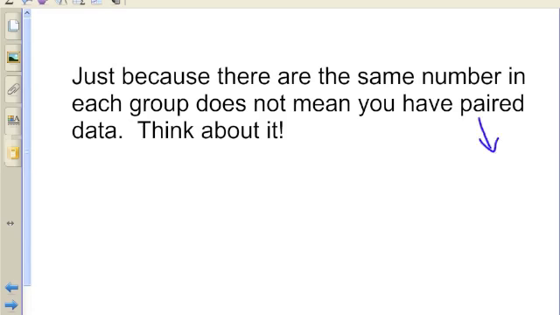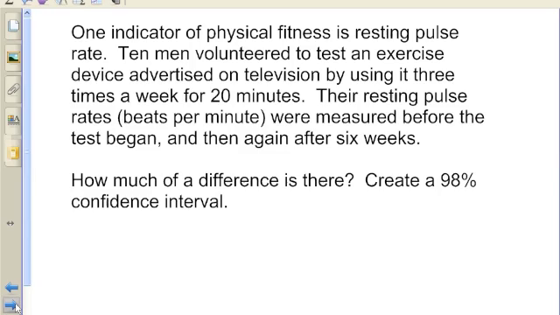If the data is paired, we're in Chapter 25. If the data is not paired, that means your two groups are independent. Then you're in Chapter 24. We're going to do an activity in class to try to practice telling the difference between these two things, but it's really important.